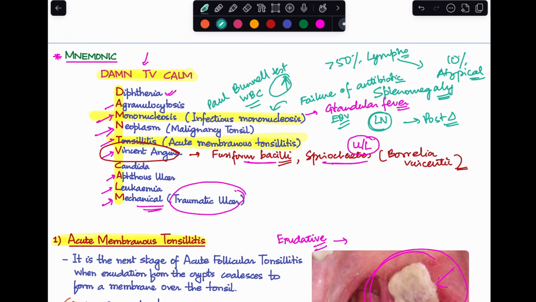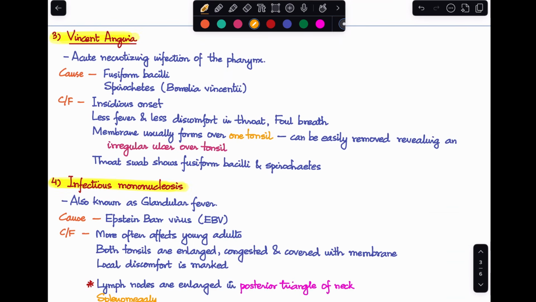So this is about infectious mononucleosis, which is also known as glandular fever. And here, some of the important features to remember are that we have a failure of antibiotic treatment, we have systemic manifestations like splenomegaly, posterior triangle lymph node enlargement, we have atypical lymphocytosis, and Paul Bunnell's test. So that's about infectious mononucleosis.